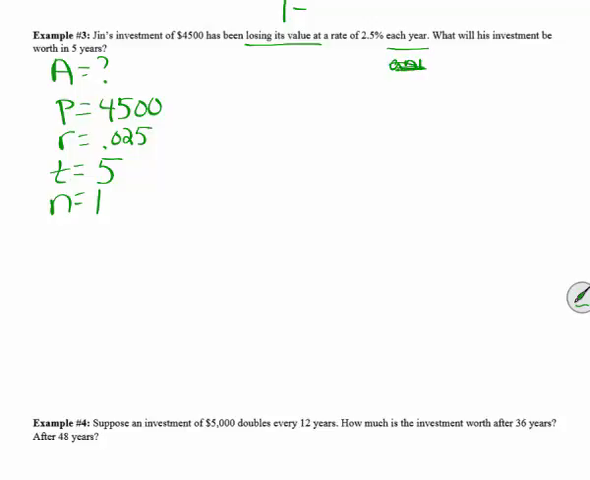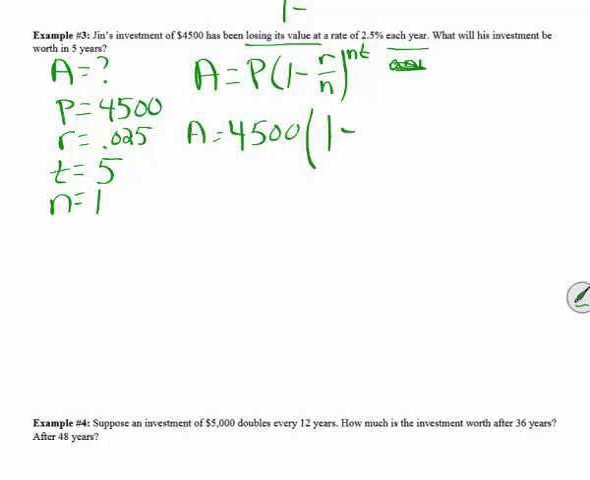I can't spell that, so we're not even going to try. Okay, so when I go and put this into my formula, I'm going to start with my formula. This time, though, we're doing 1 minus R over N to the NT. So R was 0.025, N is 1, and then 1 times 5. So when it's annually, it's really just a percent increase or decrease, like we were working on before. But after 5 years, his investment is now only going to be worth $3,964.93.